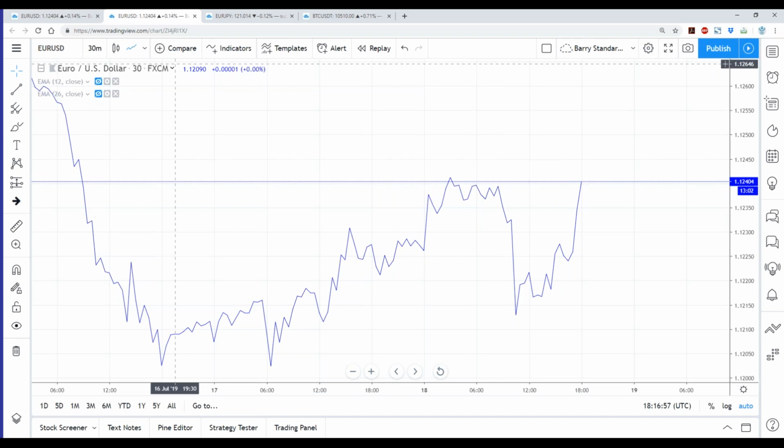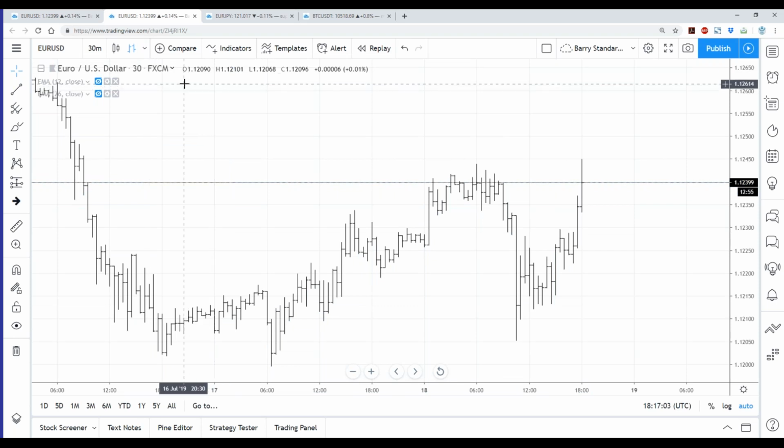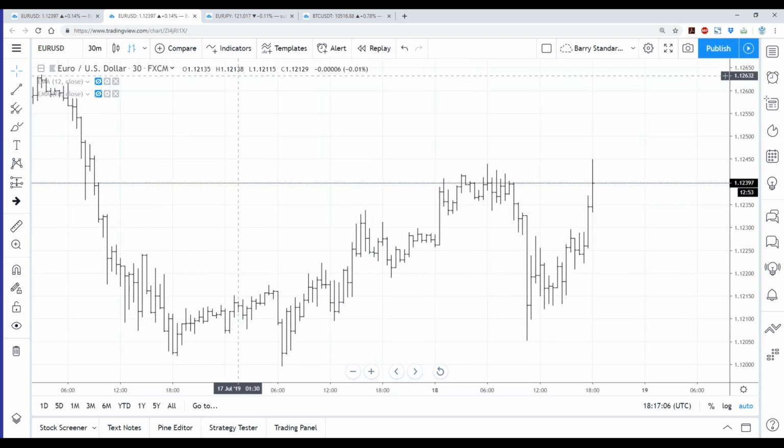From here we go to my favorite, the one I've been using for a zillion years, and that's the bar chart. Now, this bar chart is exactly the same as the line chart. It's using the same data, but the bar chart uses 4 pieces of data: the open for that period, the close for that period, the high for that period, and the low for that period.